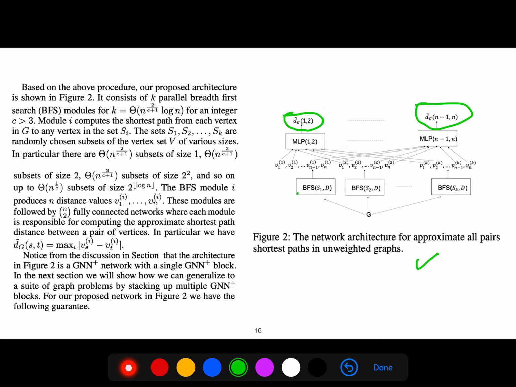The BFS model is breadth first search. In search algorithms for graphs, we have breadth first search and depth first search. From simple computer science, you know that. And for encoders, they use this breadth first search between the set S1 and D. So the sets S1, S2, up to Sk are randomly chosen subsets of the vertex set.